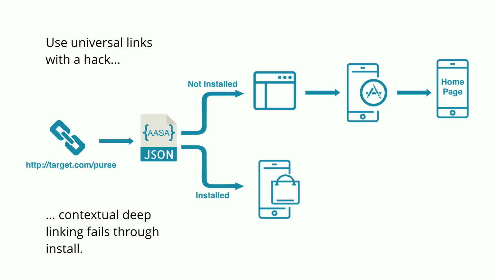This is what we use for URI schemes, but what ends up happening is even if you do redirect your users back to the iTunes store, there's no way of actually passing that metadata through the installation process. So what happens is your user experience is completely compromised. So in this example, if you had target.com/purse and you were trying to see this purse that you clicked on, if you went through the installation process, that purse would not persist through the installation, right?